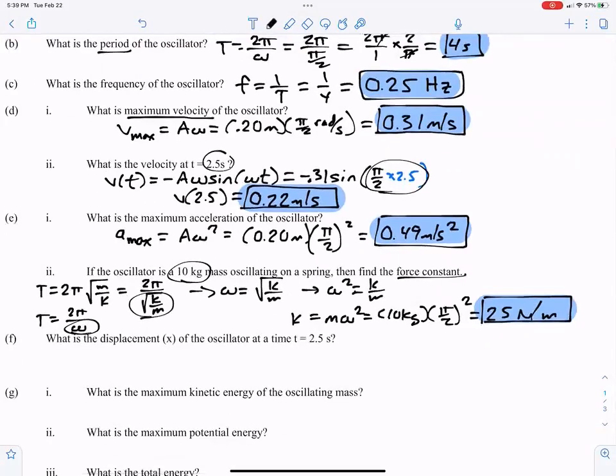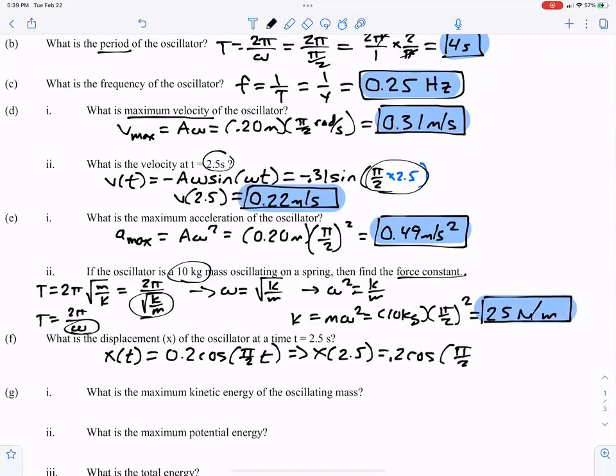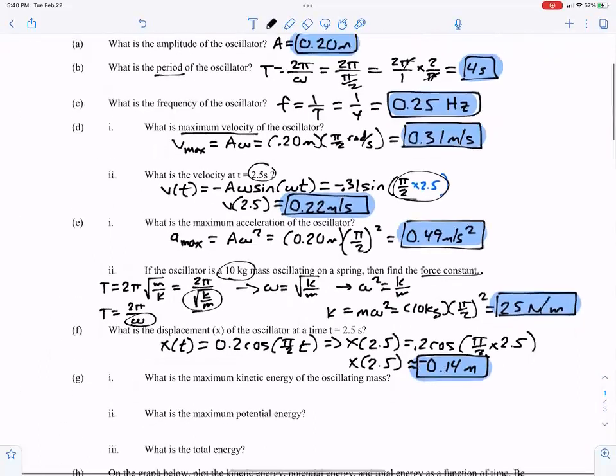What is the displacement of the oscillator at t equals 2.5 seconds? So x as a function of time, again, is 0.20 times the cosine of omega t. We're just going to plug in x at 2.5 seconds. That's 0.2 times the cosine of pi over 2 times 2.5. So we go pi divided by 2 times 2.5, take the cosine of that answer, then times 0.2. Roughly it is about negative 0.14 meters, so about negative 14 centimeters at 2.5 seconds.